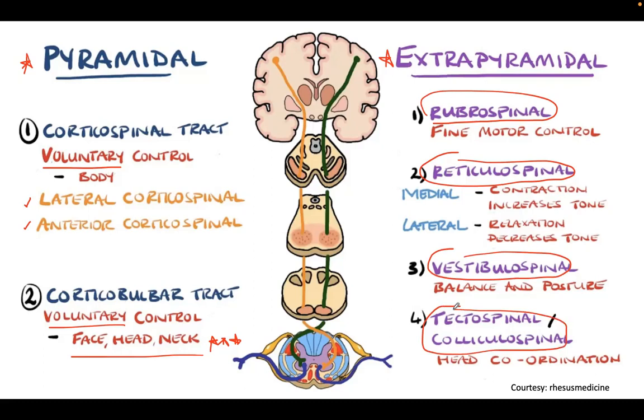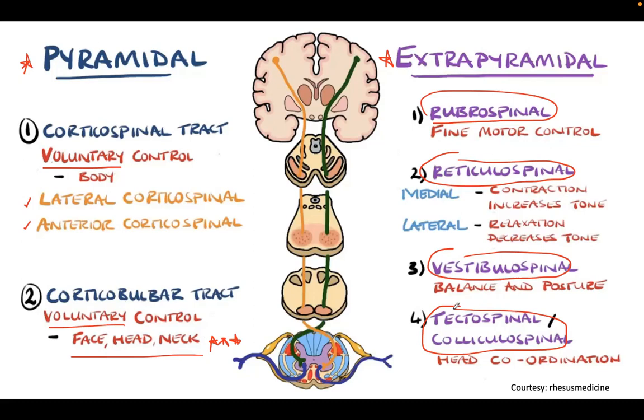The rubrospinal tract is responsible for fine motor control. Now, I hope everyone knows the Rubik's Cube, okay? So just think of the Rubik's Cube because Rubik's sounds like rubro. You need fine motor control. Again, you need fine motor control to crack the Rubik's Cube.